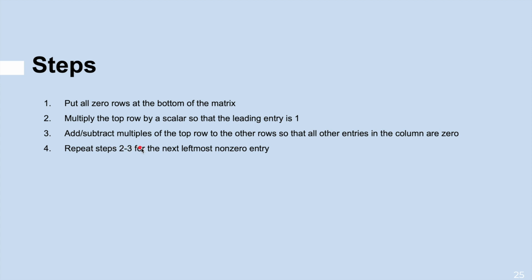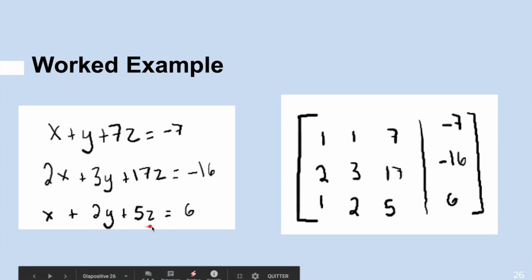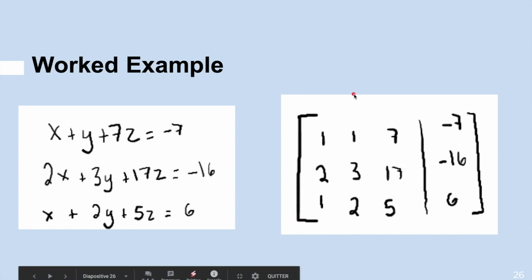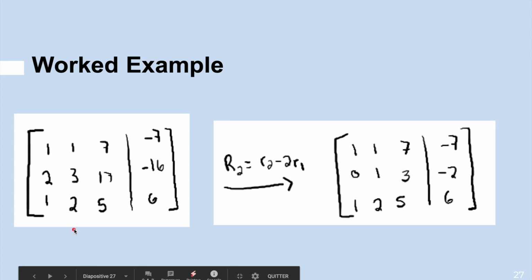Let's go step by step. Here is our first set of linear equations. We have x plus y plus 7z is equal to negative 7, 2x plus 3y plus 17z is equal to negative 16, x plus 2y plus 5z is equal to 6. So we put this into augmented matrix form. Hopefully you all know how to do that. And it looks like this. If you are stuck here, you can go back to watch previous videos, but really make sure you know how to put it in an augmented matrix.